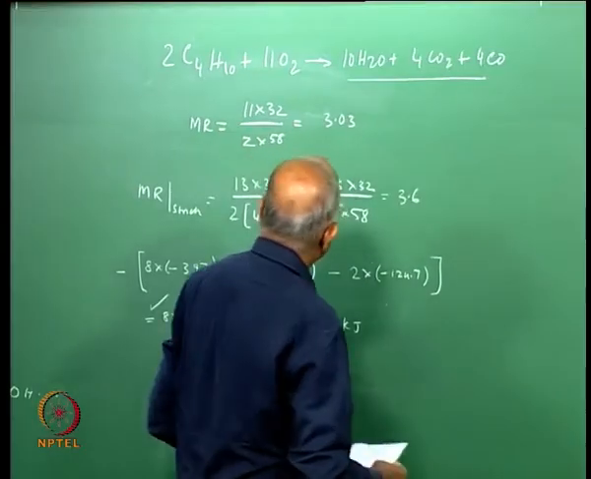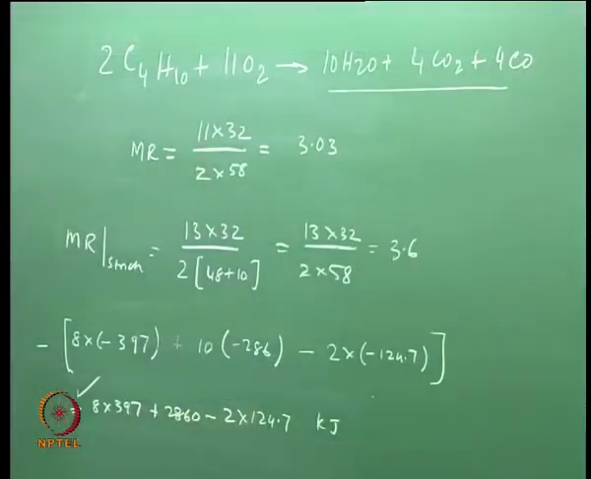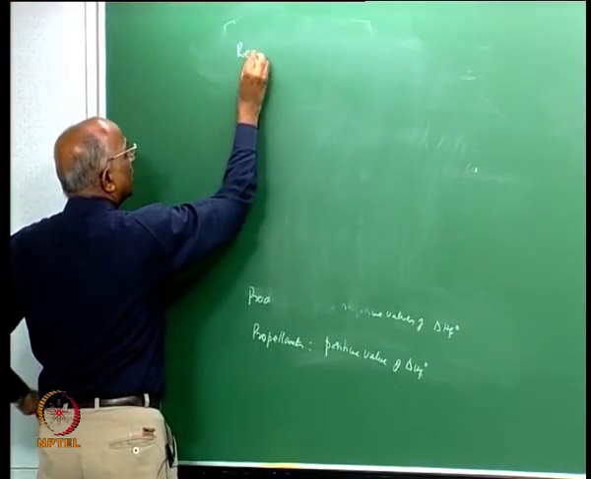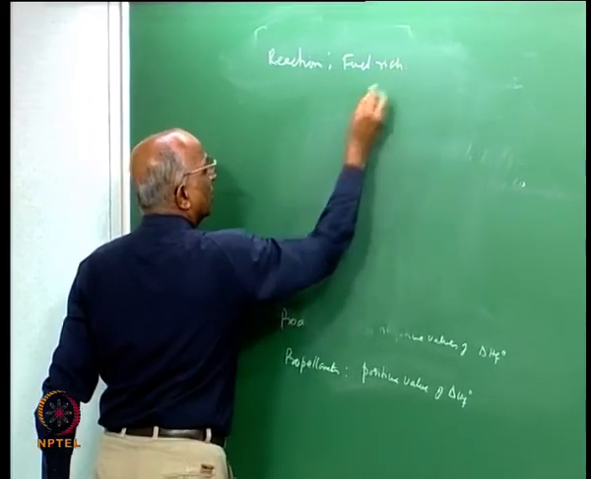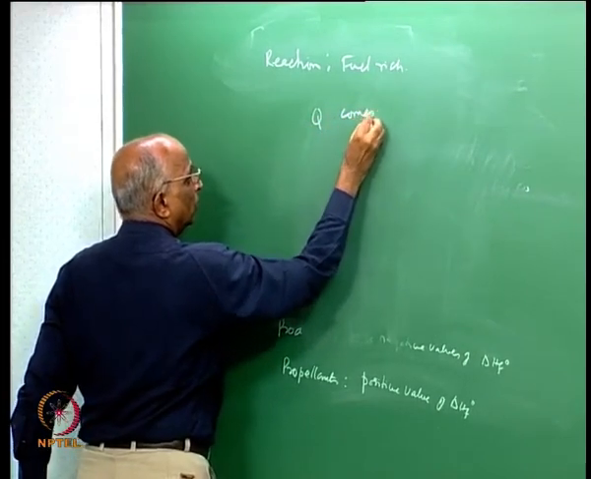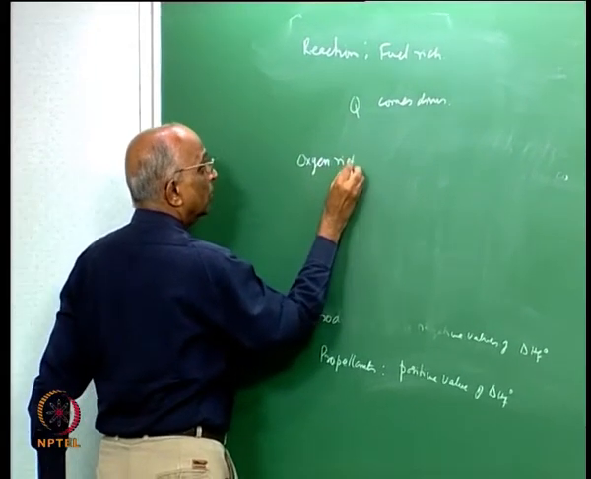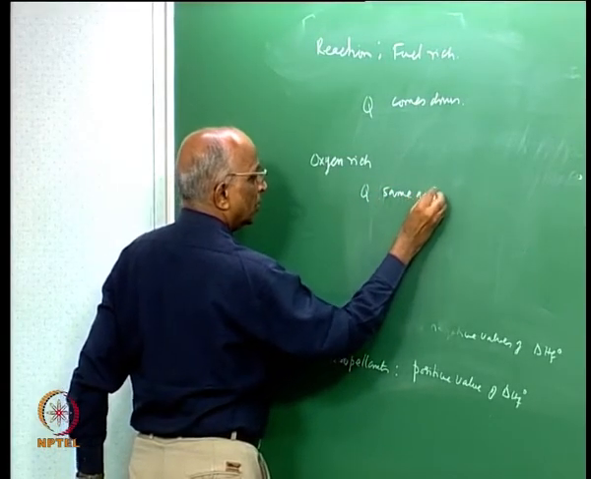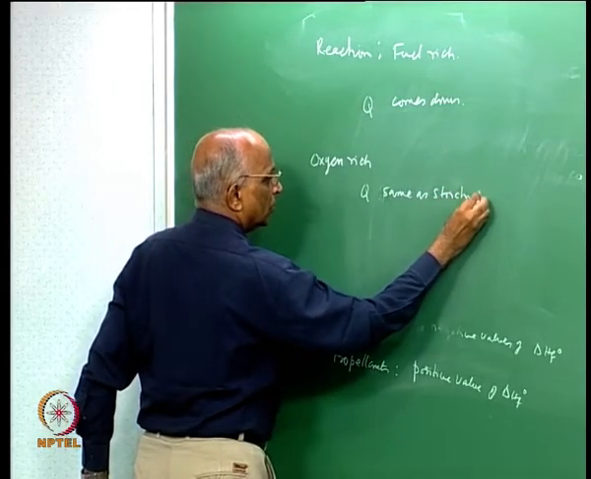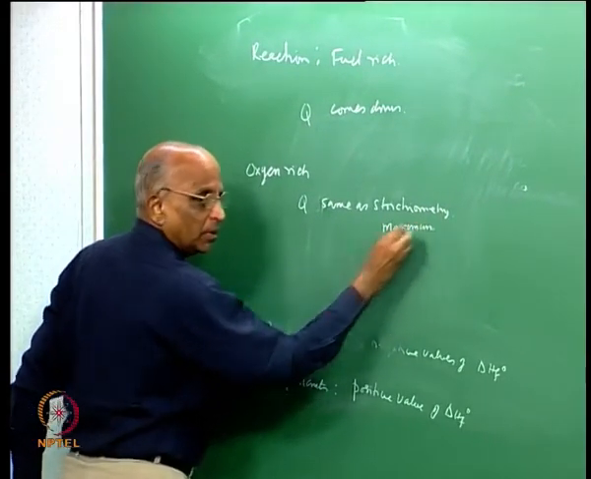and therefore you find that when a chemical reaction is fuel rich, that means it is short of oxygen, the value of Q comes down. Whereas if it is oxygen rich, then Q of combustion is same as stoichiometry. And this is the maximum heat which is possible in a chemical reaction, right.